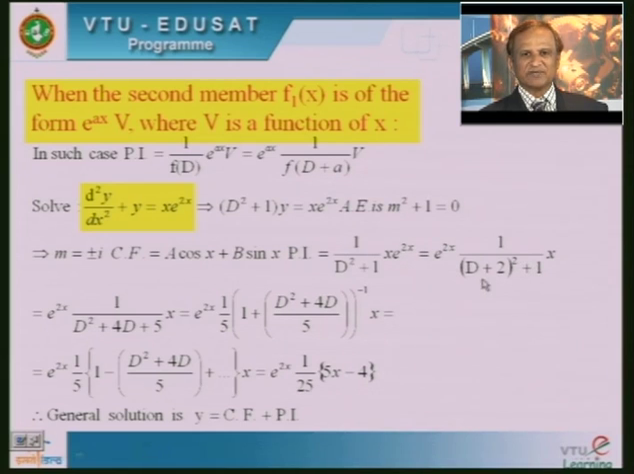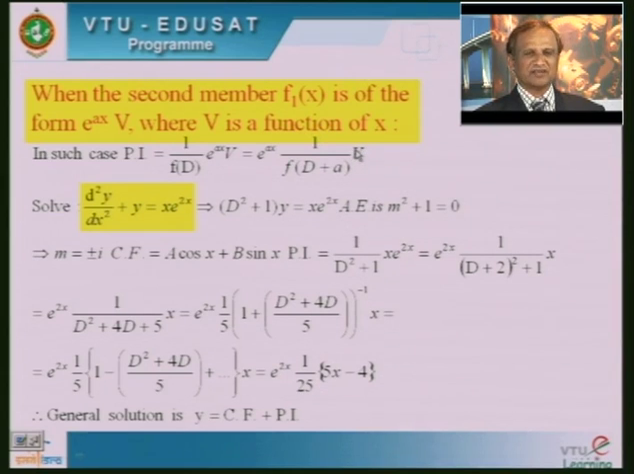So, now I want to simplify (D+2)^2 + 1. It is of the type (a+b)^2. So, you can expand e^(2x) · 1/(D^2 + 4D + 4 + 1), which means I hope we will get 5, into x. Is it clear? So, friends, you observe it is of the type 1/f(D) into V.